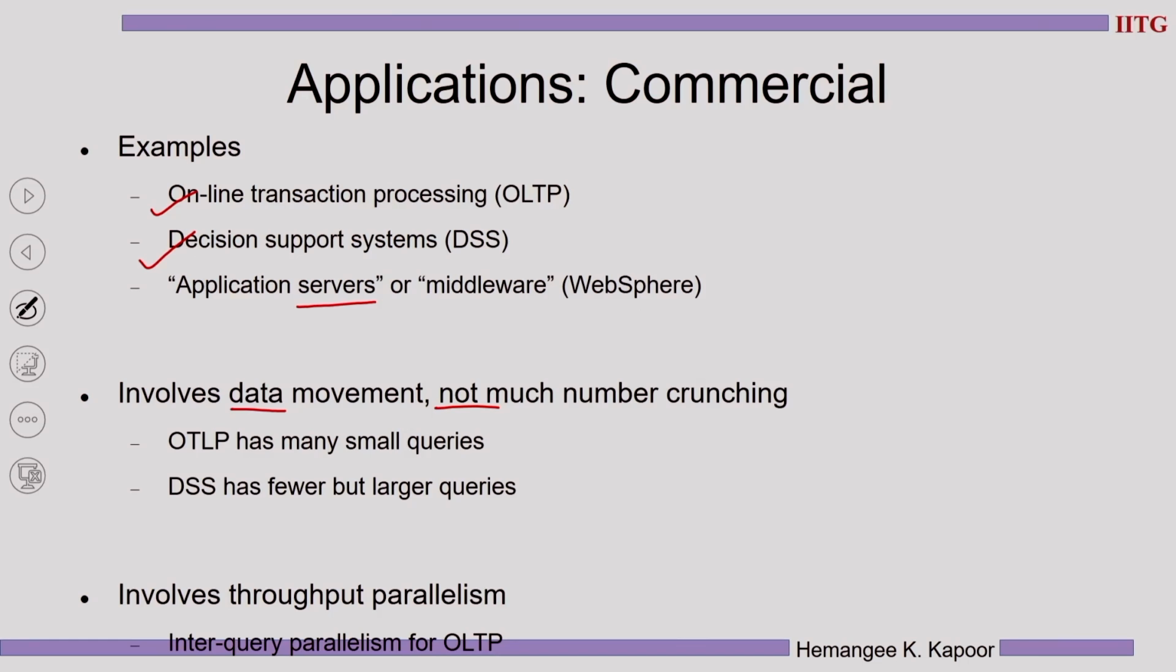For example, OLTP has small queries but several of them. The decision support system has larger queries but fewer of them. So each has a different demand, and depending on the demand, your system should have facilities to cover both these requirements. So overall, these applications require throughput parallelism. That is, there is no number crunching, but the throughput at which I am able to send out results should be as fast as possible.